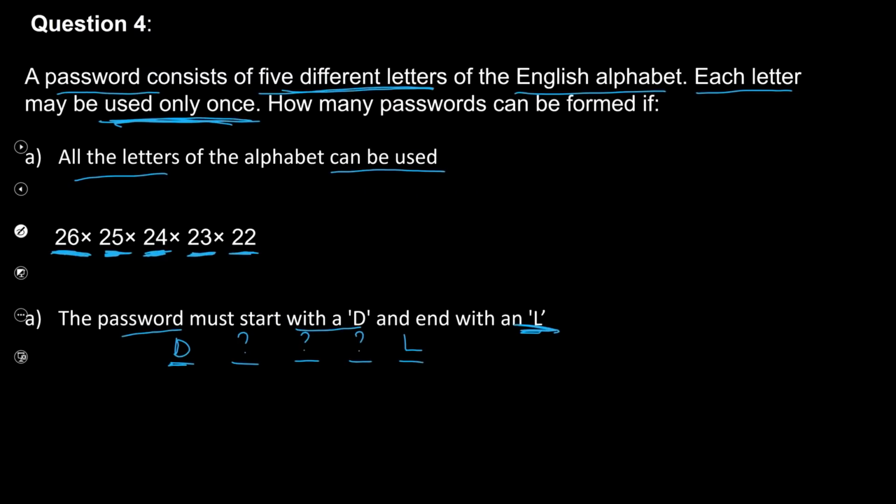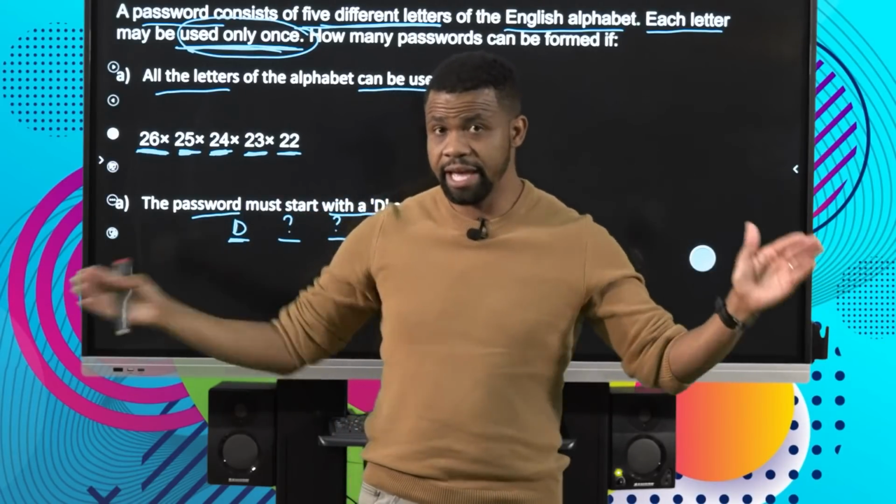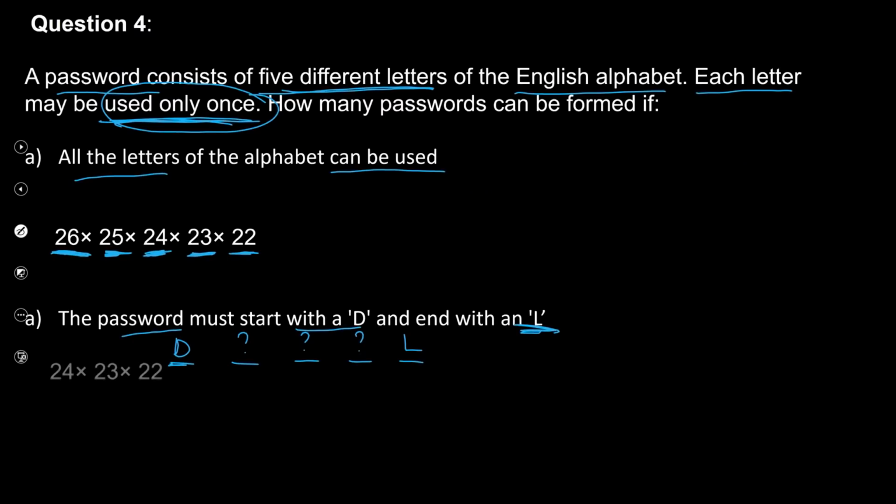No, it's still the same because we can use the letter only once. So from 26 letters, we minus how many? 2 more letters, which is L and D, because our password must start with D or L. And this is what we get. So now we have 24 letters. Why 24 letters? Because our password starts with D and ends with L. So from 26 letters, we can only use 24.